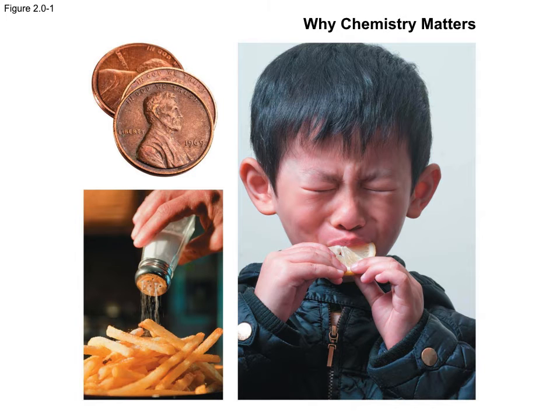So some examples of why chemistry matters. You have coinage, so you have copper coins, which are actually mostly made out of nickel, that we use as currency. You have a lemon, which has a sour flavor, which gives food its flavor or attributes. You also have salt, which adds flavor or saltiness.